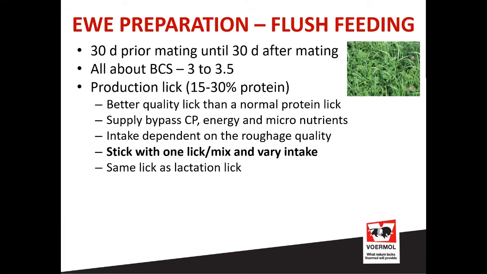Right, so for flush feeding, usually we look at something like a production lick. It contains 15 to about 30% protein, depending on the quality of the roughage on the outside. And it's usually a better lick than your normal protein lick. So it's got a little bit more bypass protein. We'll talk a bit later about bypass protein, what it is. It contains a little bit more energy, and it's more balanced in terms of micronutrients.